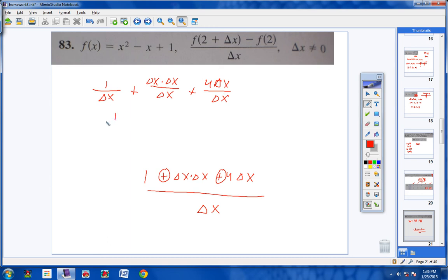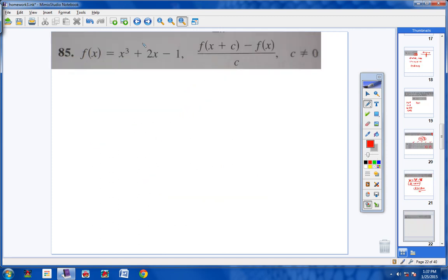So this fraction here cannot be simplified. Plus, these cancel out, leaving you with delta x. Plus, these cancel out, leaving you with 4 right here, okay? So there we go. All right. Moving on to number 85.